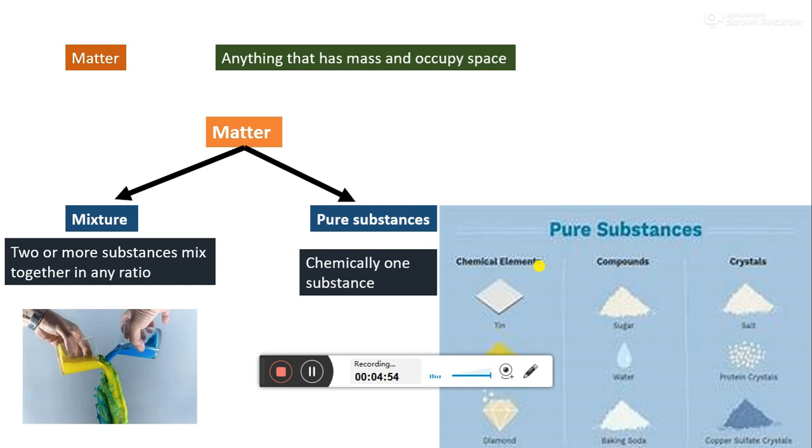Now, what do you mean by matter? I already discussed it in the two slides before. Still, what do you mean by matter? Matter is anything which occupies space and has mass. What is the substance in the world which is not matter? Think.